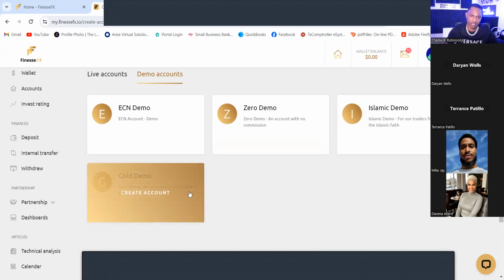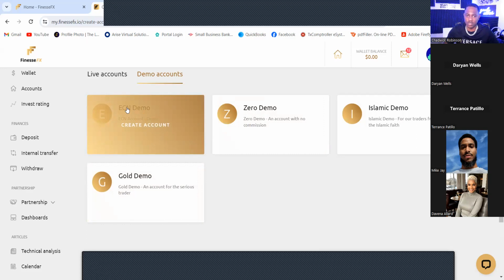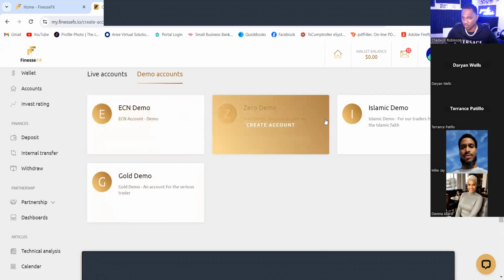Once I traded on here, out of curiosity I wanted to go to ECN, or a zero demo, and see what that was like. And I did notice the difference, so I was able to compare which one I personally like. Personally, I like the gold one because I get smaller spreads.